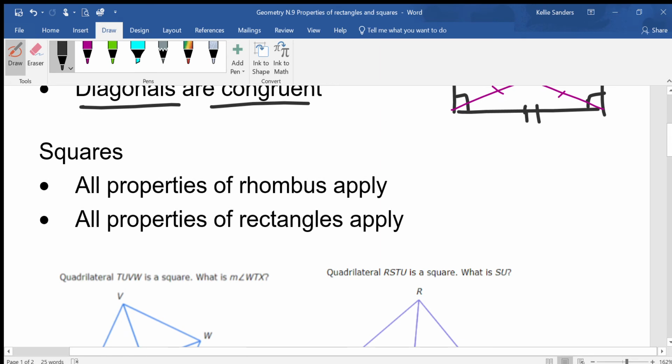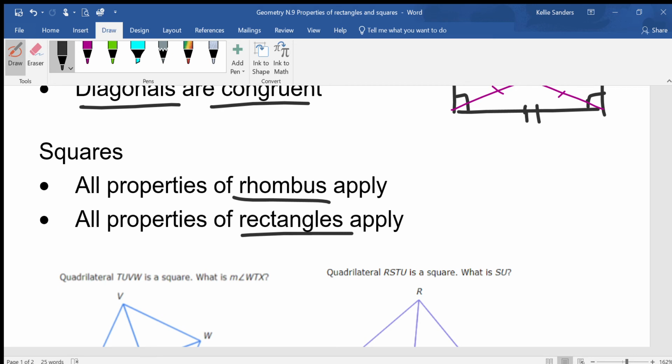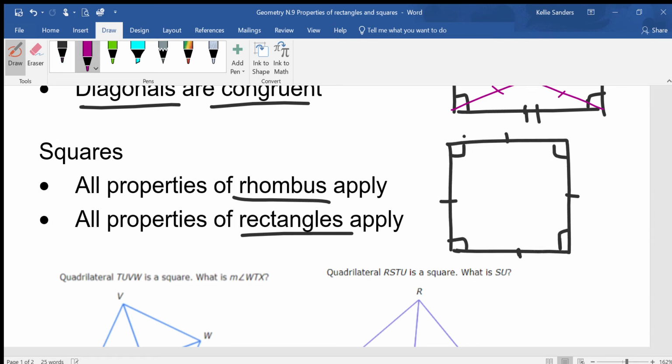Squares. If you know the properties of a rhombus and you know the properties of a rectangle, then you have a square. So everything applies in a square, okay? All sides are the same. All angles are 90 degrees. All diagonals are congruent. They bisect each other, but they also are 90 degrees right here. So there's a lot of stuff going on with those.